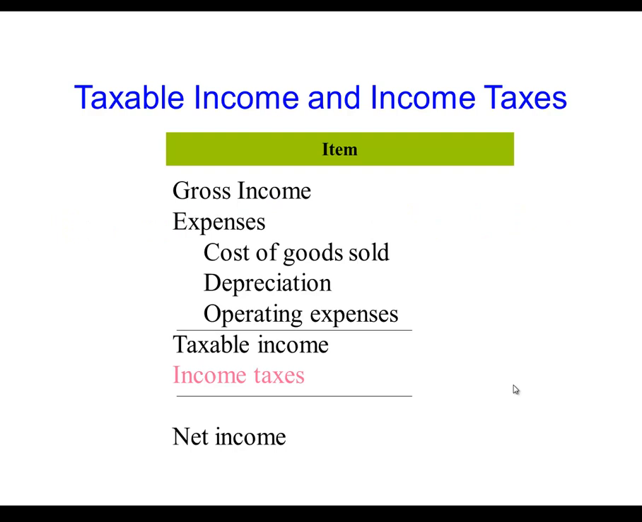The taxable income will equal the gross income minus the expenses. Now remember that the expenses will equal the cost of goods sold, depreciation is included, and operating expenses are included. The taxes will be on the taxable income, and subtracting income taxes from the taxable income, we will get the net income.